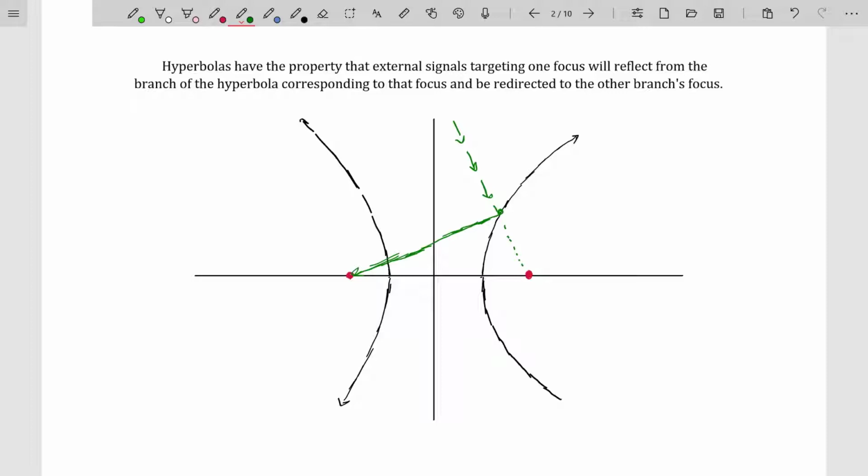And that is not actually how we deal with them, but that is an exact property, similar to what parabolas have, where you have an external signal coming in, and no matter where it strikes the parabola, it will be reflected to the focus. Well, sort of a similar property here for hyperbolas.